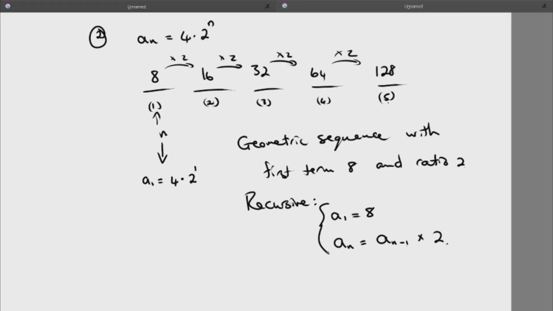This is really just getting me used. This question is not exactly a quiz question. It's just getting me used to the geometric sequence.